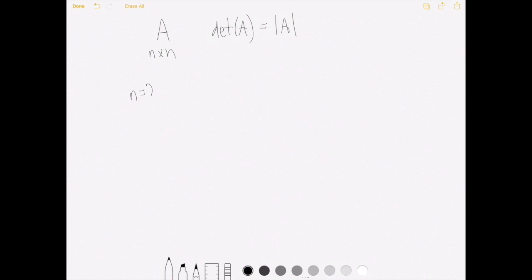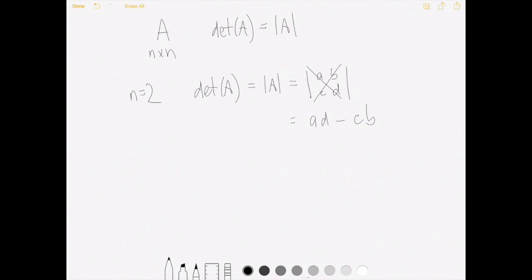So when n equals 2, let's say A is just the matrix with entries a, b, c, d. Then the determinant of that is just ad minus cb. So we've multiplied those two things together and multiplied these two things together and subtracted them.